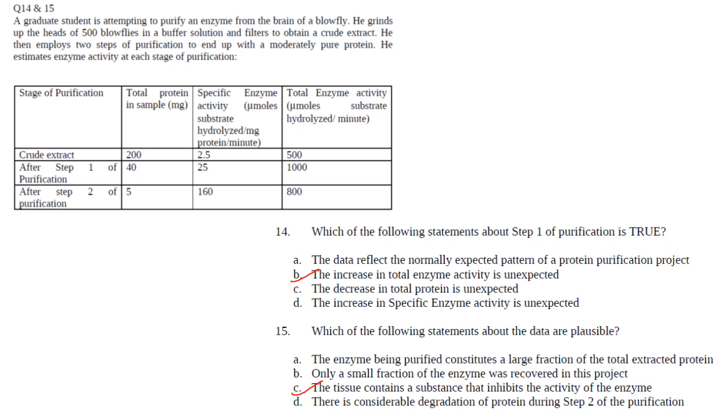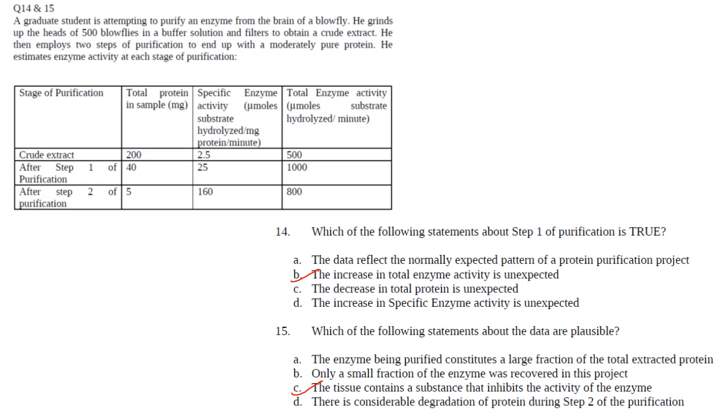The data reflects the normally expected pattern of a protein purification project. For a normally expected pattern of a protein purification project, there should be decrease in total enzyme activity and increase in specific activity for normal purification table. But here if you see, after the step 1 of purification, the total enzyme activity has risen drastically. Then in step 2 it has decreased. So it is not a normally expected pattern of a protein purification project.